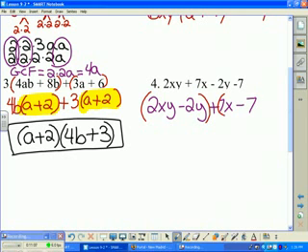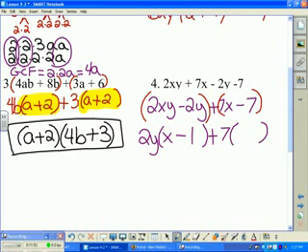We can group the first 2 and the second 2. Out of the first 2, we can factor out a 2y. And if we factor out a 2y, what's left is x minus, now this is what confuses some people. I can't say x minus 2 because 2y times 2 would not be 2y. It would have to be x minus 1 because 2y times 1 is 2y. Okay, just like on the previous problem, we recopied the addition. And out of the last group, we can factor out a 7. So that leaves us with x minus 1.